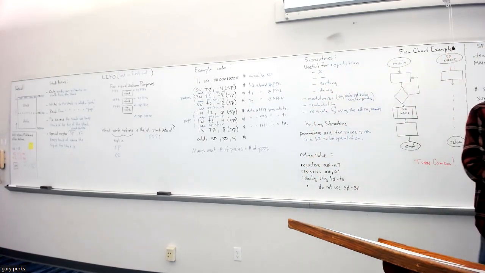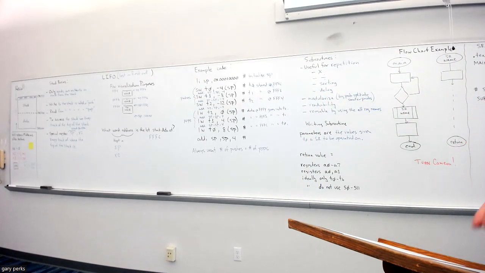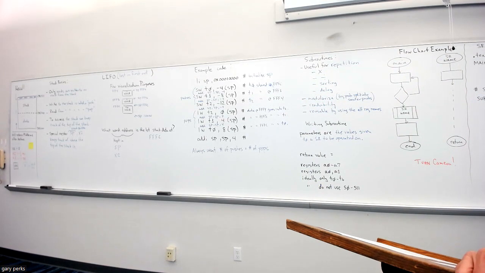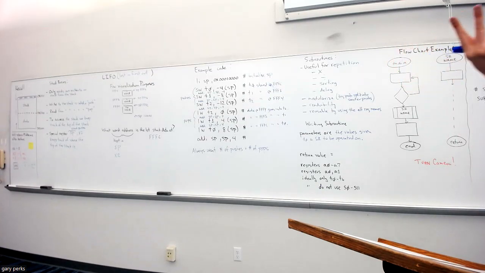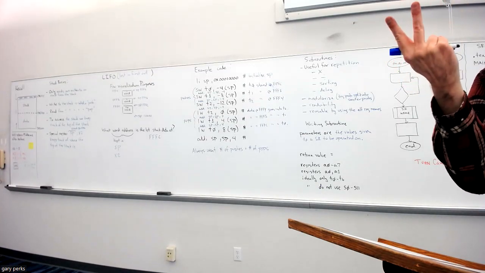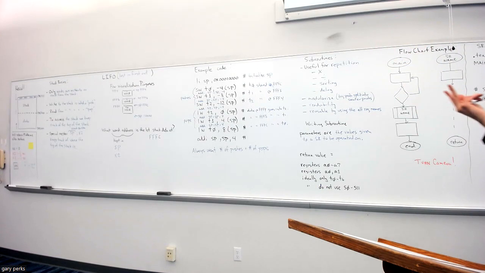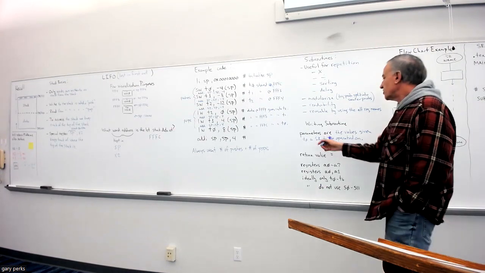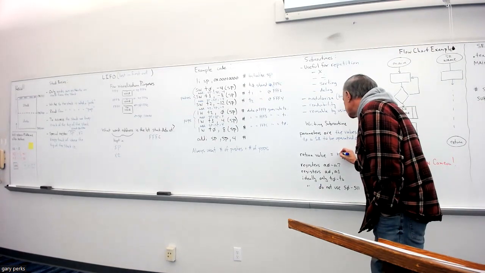Okay, to be operated on. So what I mean by this is that if you've got a subroutine that's going to do multiplication, the two numbers that are going to be multiplied would be your parameters, right? Those would be the numbers that the main program gives to that subroutine that's going to do the multiplication. Okay. Return value refers to the results.